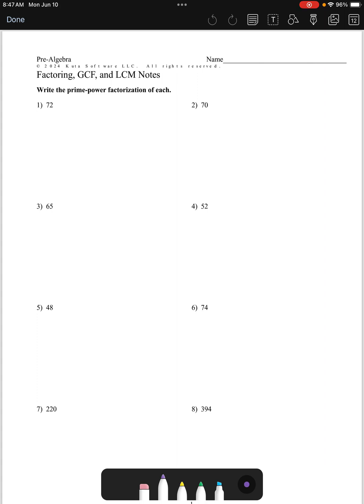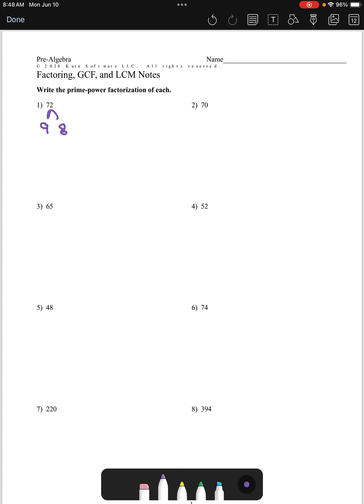We begin this next section by talking about factoring. Directions are to write the prime power factorization of each. Okay. What we're really looking at is building a factor tree. So let's start by breaking down 72.